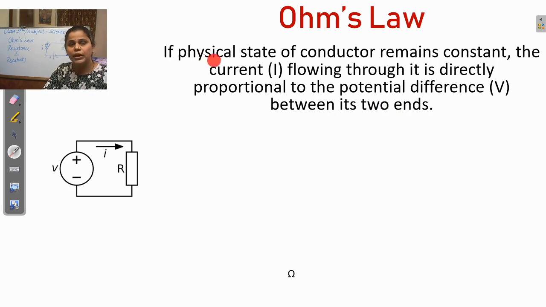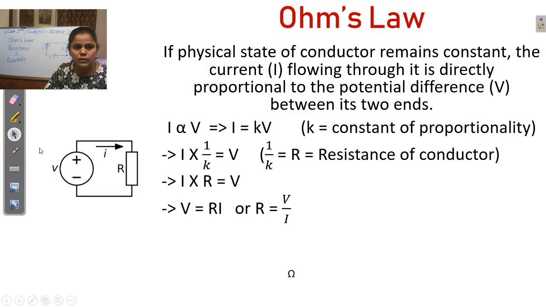Again, if the physical state of a conductor remains constant, then the current flowing through it is directly proportional to the potential difference V between the two ends. So I, the symbol for current, is proportional to V, the potential difference. This implies I equals kV, where k is a constant of proportionality.